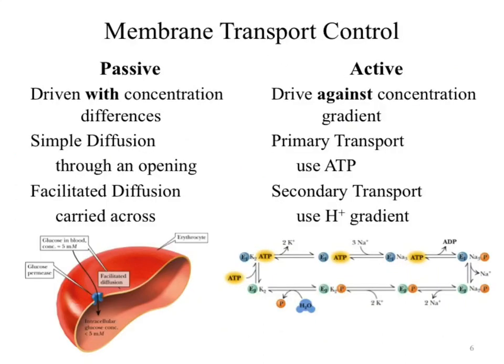The membrane transport control. So we're going to have two types of methods. You've got passive transport and you have active transport. Your passive are driven based on concentration differences. So if there's a large concentration gradient, we're going to start to see ions pass through to balance that concentration gradient.